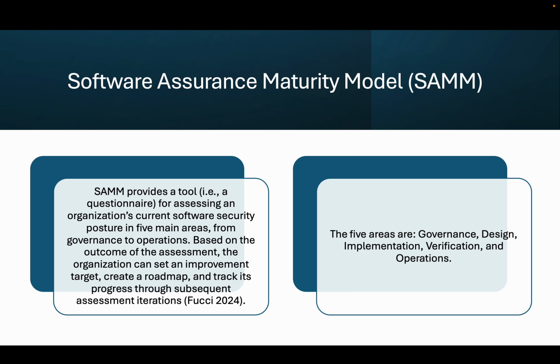All right, last slide before we get to the reference slide. The last slide is for Software Assurance Maturity Model, SAMM. SAMM provides a tool, i.e., a questionnaire, for assessing an organization's current software security posture in five main areas, from governance to operations. Based on the outcome of the assessment, the organization can set an improvement target, create a roadmap, and track its progress through subsequent iterations.